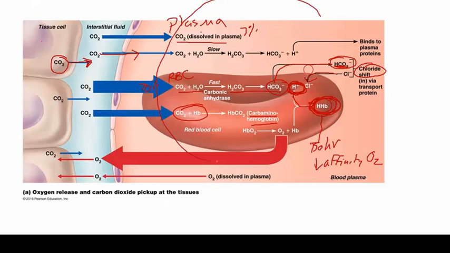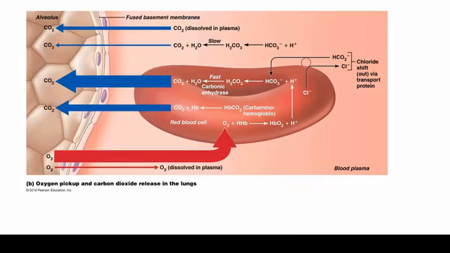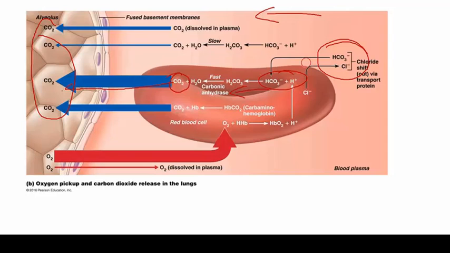This blood is going to travel back around through the veins and to the lungs. And when it gets to the lungs, the whole process reverses so that CO2 gets ejected into the alveoli. So the chloride shift reverses, so chloride goes back out of the red blood cell, the bicarbonate ion goes back in, and then the whole system goes backwards to generate CO2, which gets ejected into the alveoli and can be breathed out of the body.